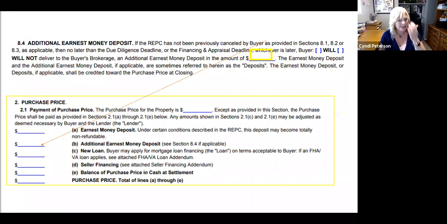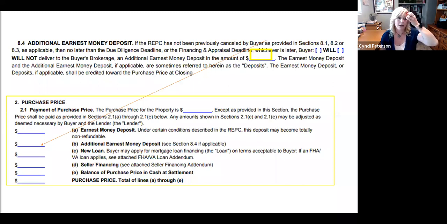Okay, so in this 8.4, there is a section that says additional earnest money deposit. So if you have a buyer that says, you know what, we're going to give more, I put a little portion of it down here. On number 2, you can see on 2.1, payment of purchase price, it has everything defined down here for you. So it's got earnest money deposit, of course, that would be the initial earnest money deposit. 8.4 that I have on here is additional earnest money.